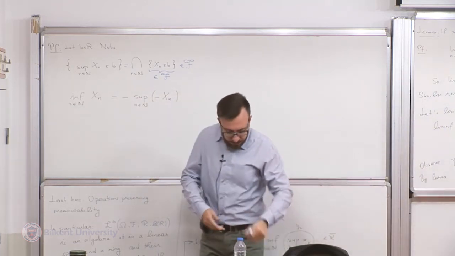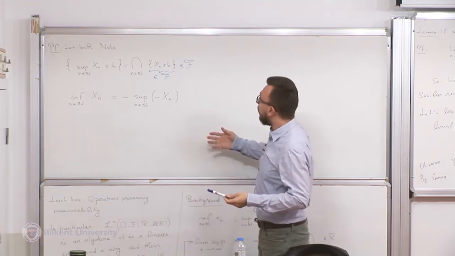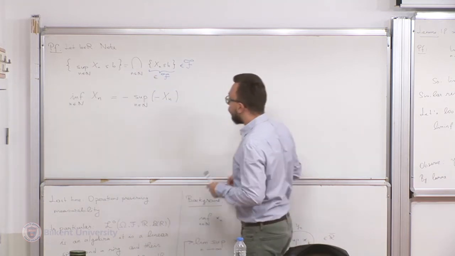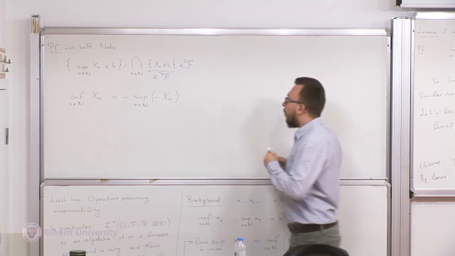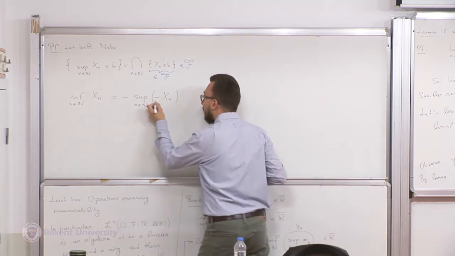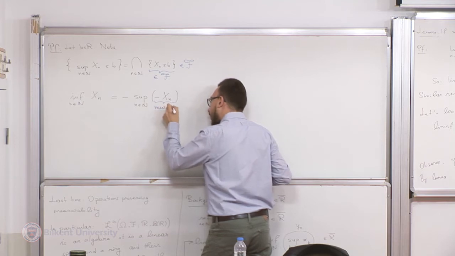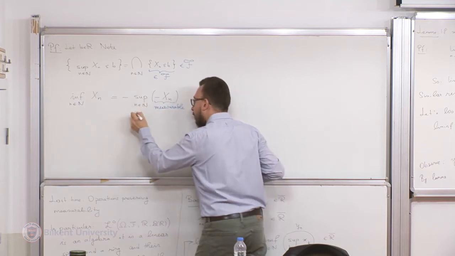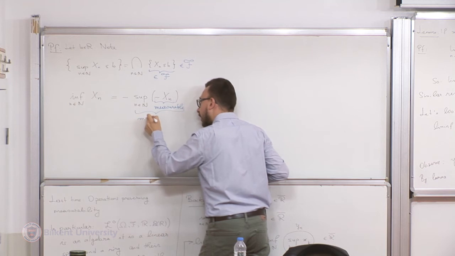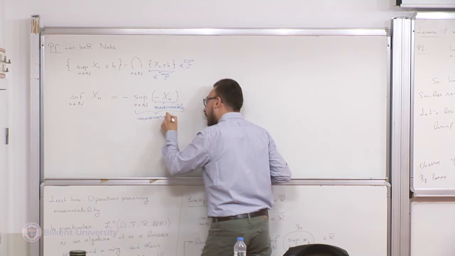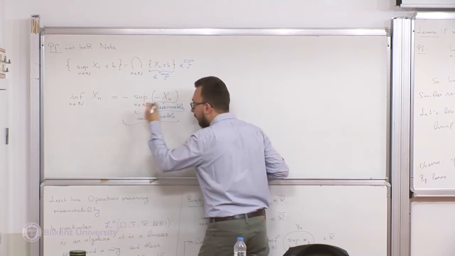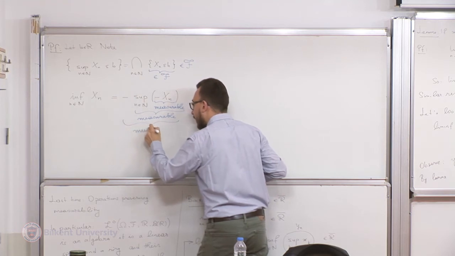So now why did we do it? Because we would like to cheat from what we have just showed. Supremum is measurable. While xn is measurable, minus xn is measurable from last time. Sup is measurable, we just showed. And minus of a measurable function is measurable from last time.